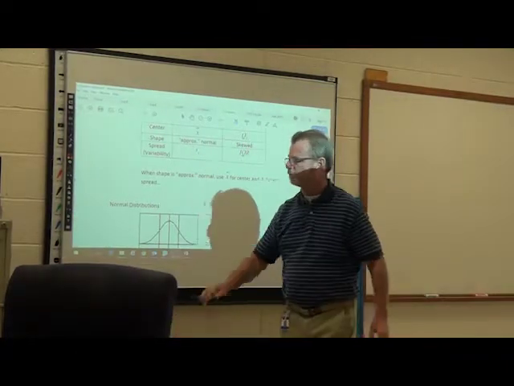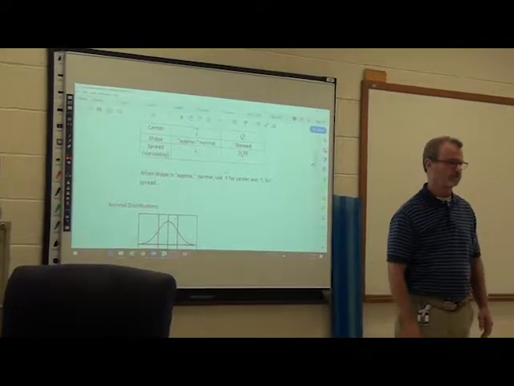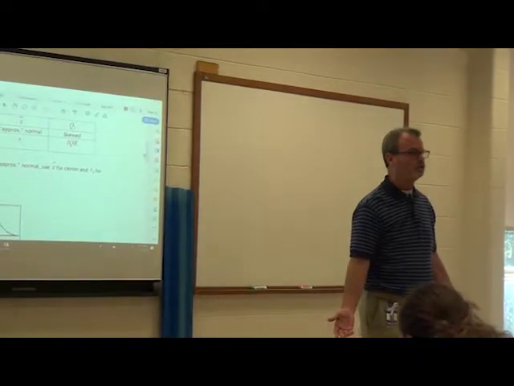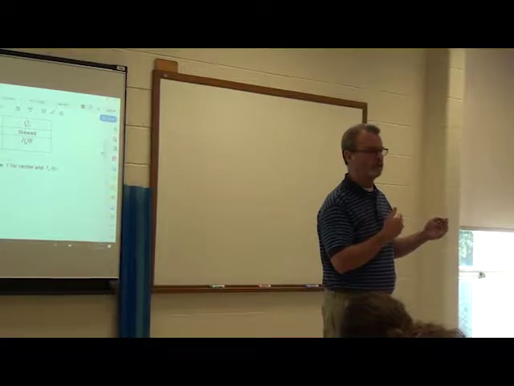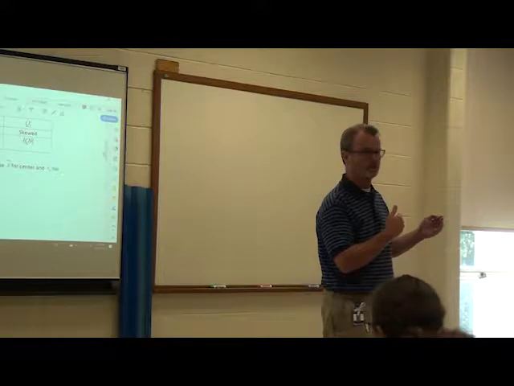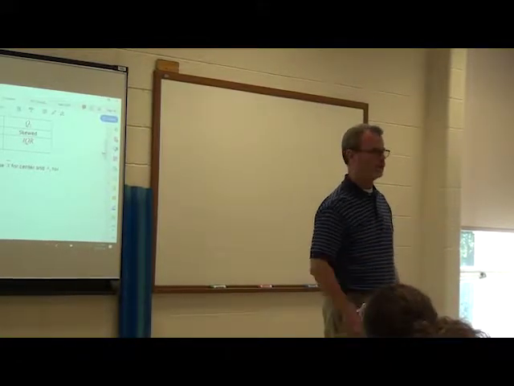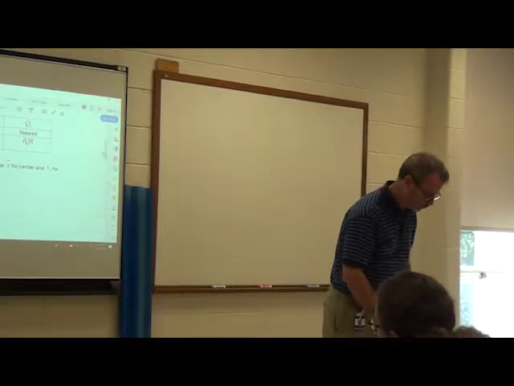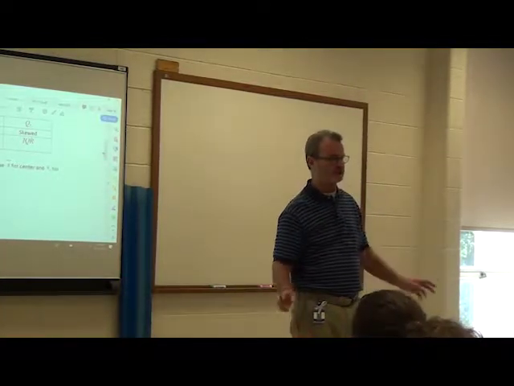When the shape is approximately normal, use the mean for center and the standard deviation for spread. Okay? If the data is skewed, you can use the mean as the center, but then it's probably a good idea to complement that and superimpose a box plot on the shape of the data. Okay? So we're going to spend most of the course with data that is distributed approximately normally.